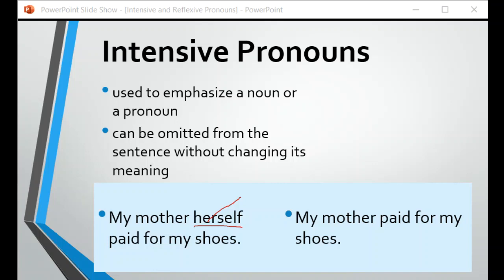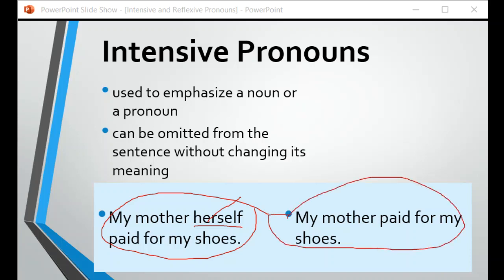But if you translate this sentence, we say, ang nanay mismo ang nagbayad ng sapatos. In this sentence, we translate it in Filipino as, ang nanay ang nagbayad ng sapatos. So when we add the word herself, we would like to emphasize or make it clear that it's really the mother or that it's really the subject who did the action.